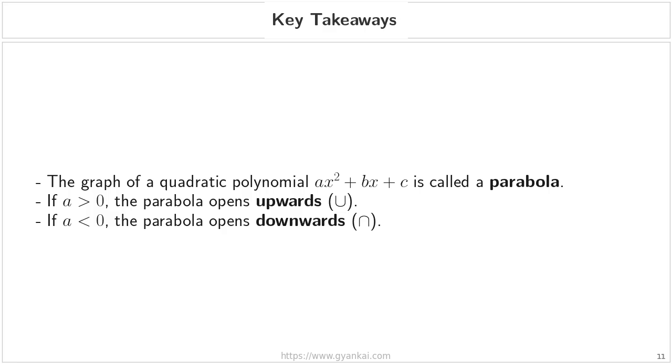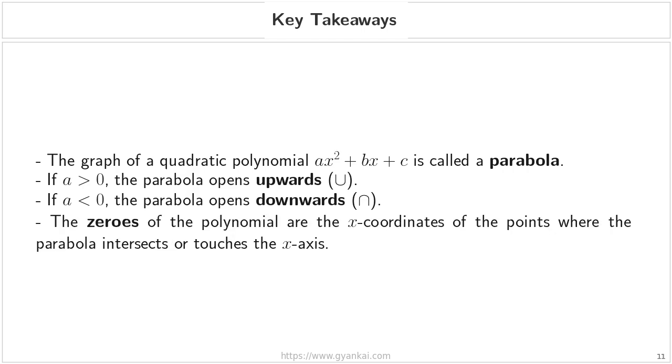Second, keep a close eye on that leading coefficient. As we saw in our step-by-step analysis, if a is greater than 0, the parabola opens upwards, creating a shape like a smile or a cup. Conversely, if a is less than 0, the parabola opens downwards, like an arch or a frown.